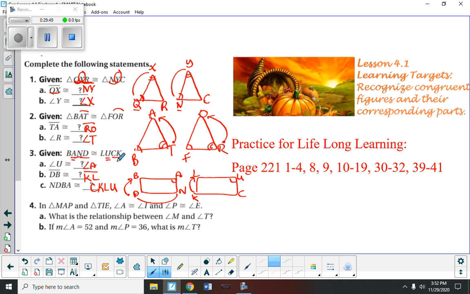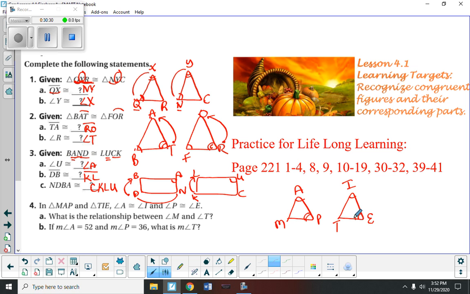Let's do number 4 together too. In triangle MAP and triangle TIE, it tells you which angles are congruent. What is the relationship between M and T? So first of all, draw these little triangles, MAP and TIE. Again, make sure that the corresponding parts of the name are in corresponding positions. Angle A is congruent to angle I. Angle P is congruent to angle E.